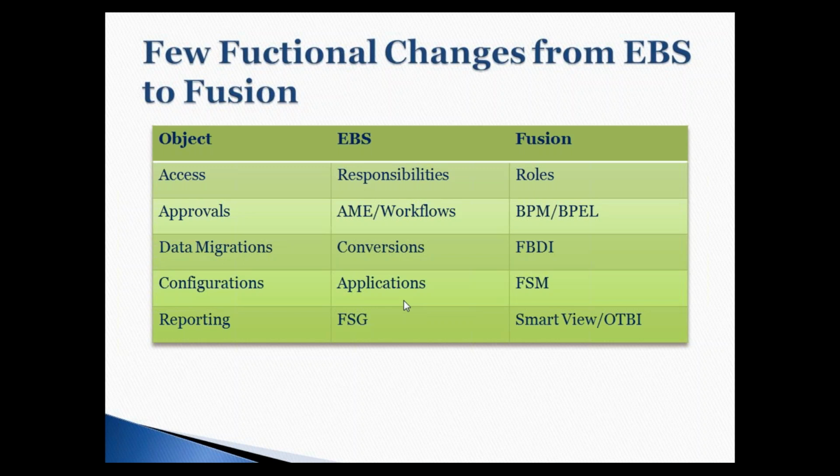And as part of reporting, we use FSG, Financial Statements Generator, in EBS. The same thing in Fusion, we call it Smart View or Oracle Transactional Business Intelligence. When we discuss the modules, we can discuss this in detail. These are only a few major differences, not all of them. Further differences you can understand when we start discussing the other applications in detail.